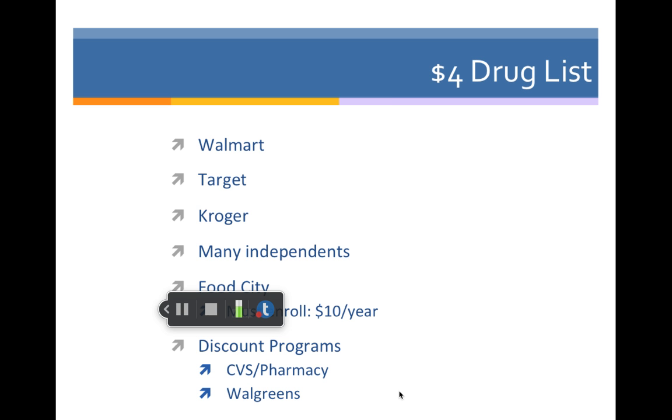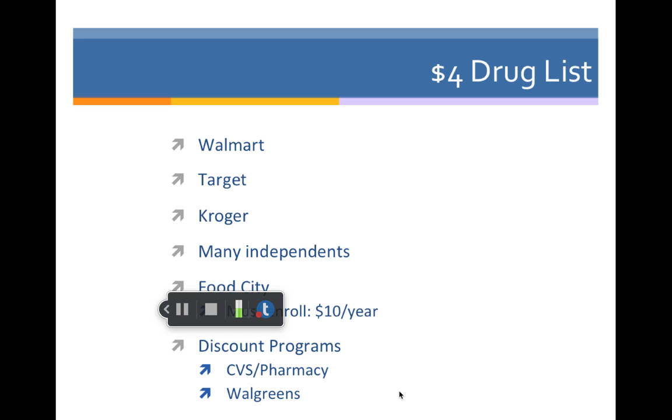Wrapping up, I wanted to talk about a few other considerations. So these are not assistance programs for patients, but just things to keep in mind as you move through the curriculum and work on patient cases and again start getting out on your experiences. So $4 drug lists are great resources for patients as well. A lot of our chains offer them. Also, many independents offer them as well.